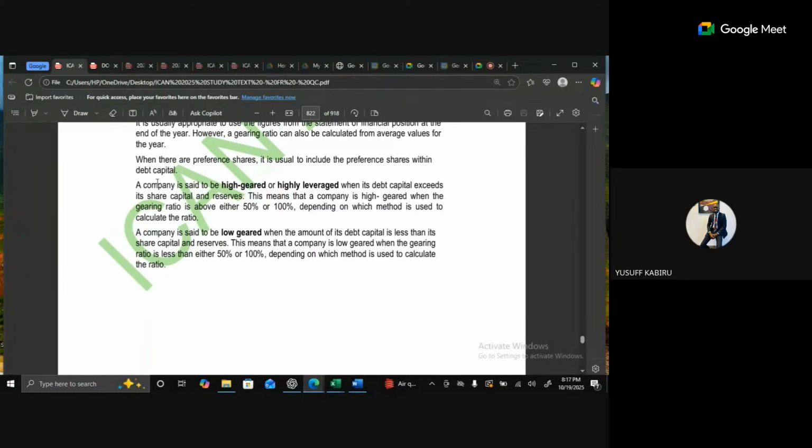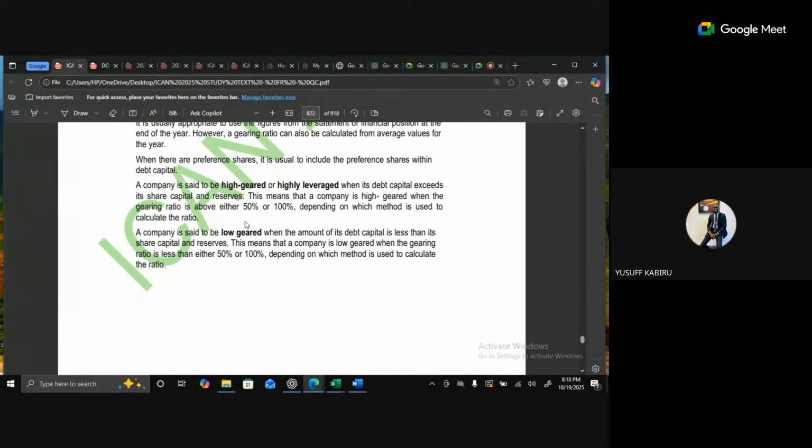So a company is said to be highly geared or highly leveraged when its debt capital exceeds its share capital and reserves. This means that a company is highly geared when the gearing ratio is above either 50 or 100, depending on which method is used. What I'm saying is this: 50-50. Once you get 50 on the dot, it means your capital structure consists of 50% debt and 50% equity.